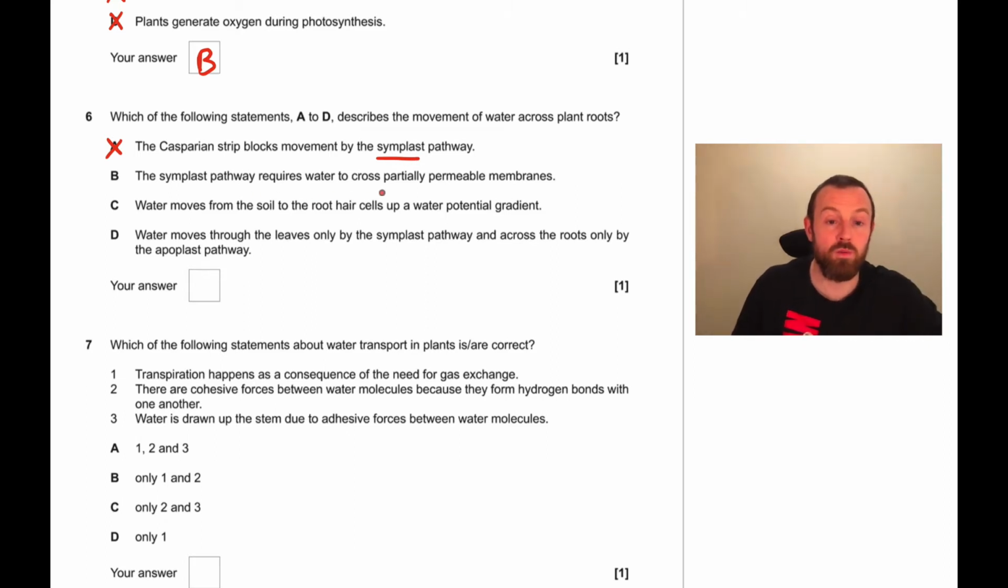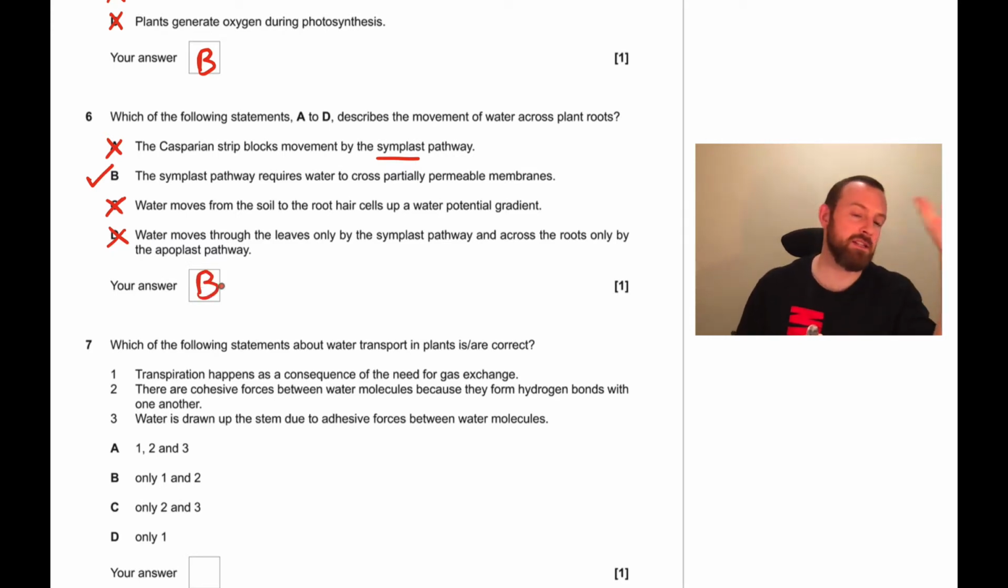Symplast pathway requires water to cross partially permeable membranes. That is true, because they have to go across the cell membrane into the cytoplasm. Although there are plasmodesmata, I'm going to come back to that and keep going. C, water moves from the soil to the root hair cells up a water potential gradient. No, it's down a water potential gradient, so that's false. Water moves through the leaves only by the symplast pathway. No, that's not true. So yeah, B is true.